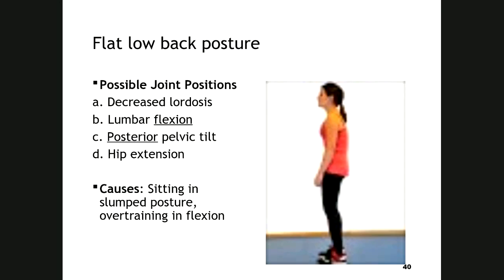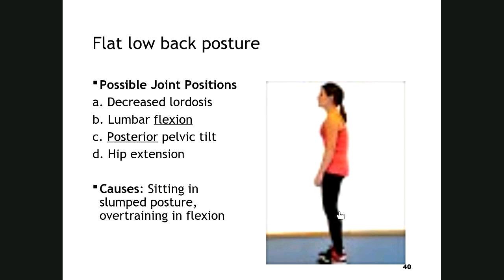Okay, then we move on to flat low back posture. So with the lumbar lordotic posture, we were talking about an anterior pelvic tilt. Now with the flat low back posture, we're talking about a posterior pelvic tilt. So this patient is completely flat back. There's a decrease in lordosis. There's going to be lumbar flexion and posterior pelvic tilt, which means that the hip is no longer in flexion, now it's in extension.